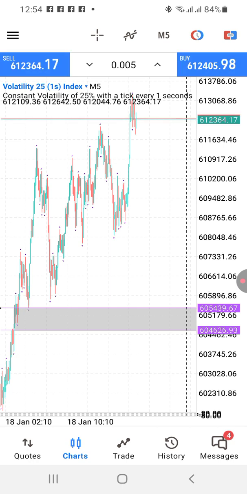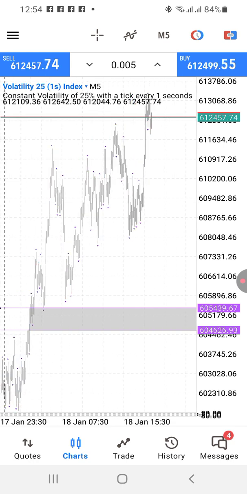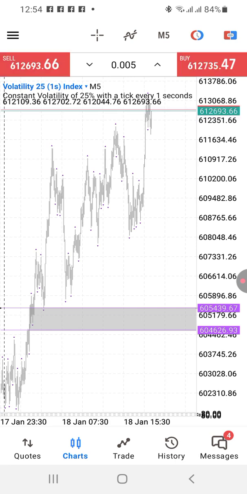Then we want to see that M5 candle close above the line of the base candle. We place a horizontal price line at the close price of the last buyer's candle. Once we do that, we want to see buyers closing above that horizontal price line, the close price of the base candle.